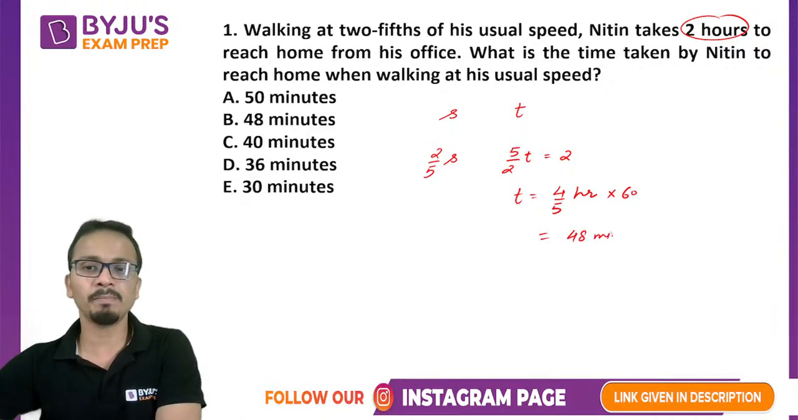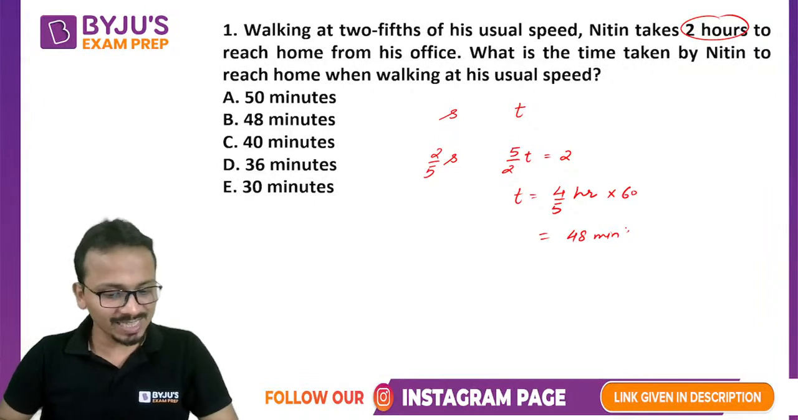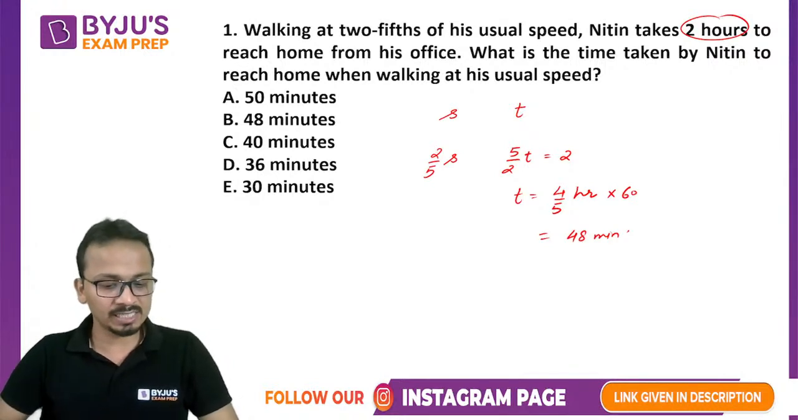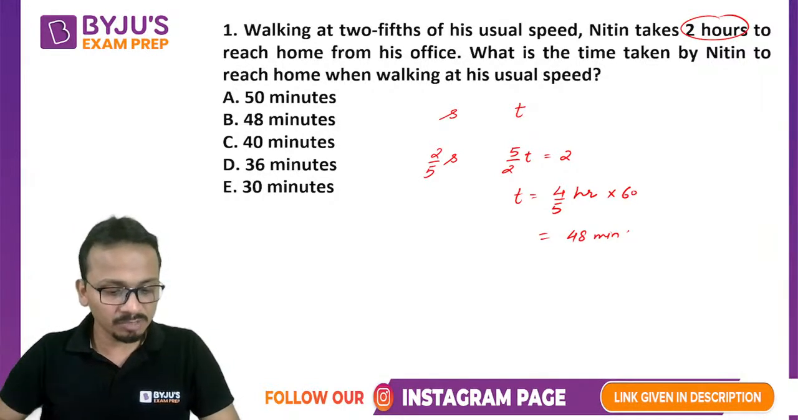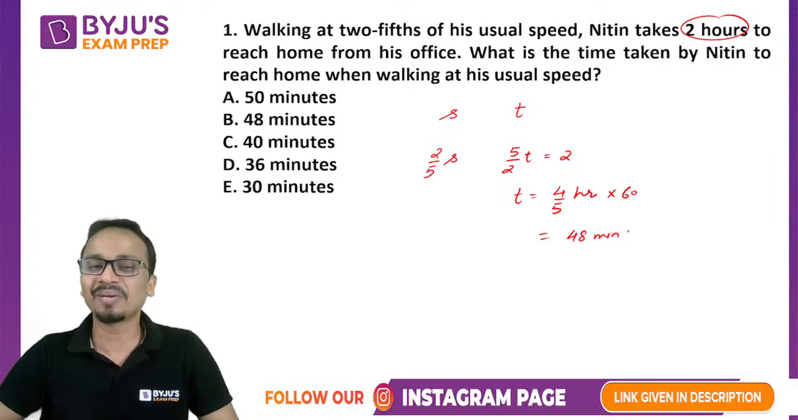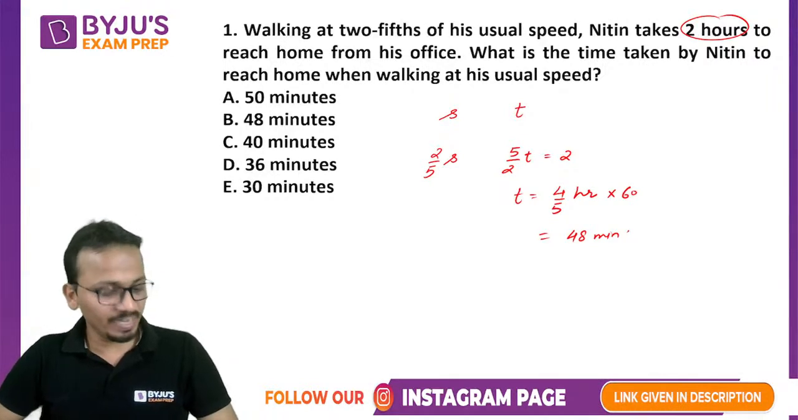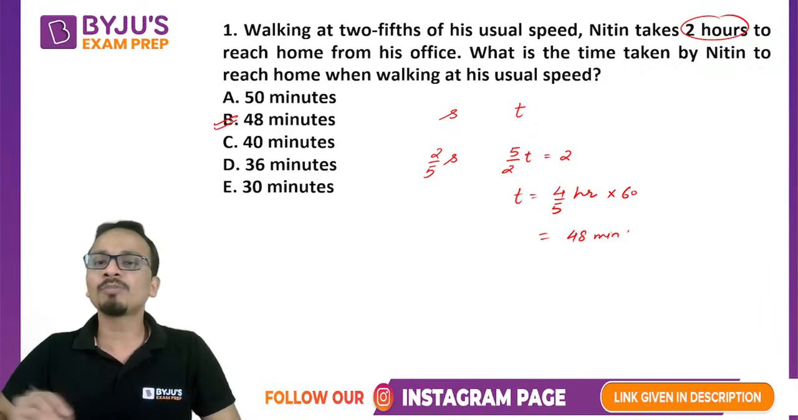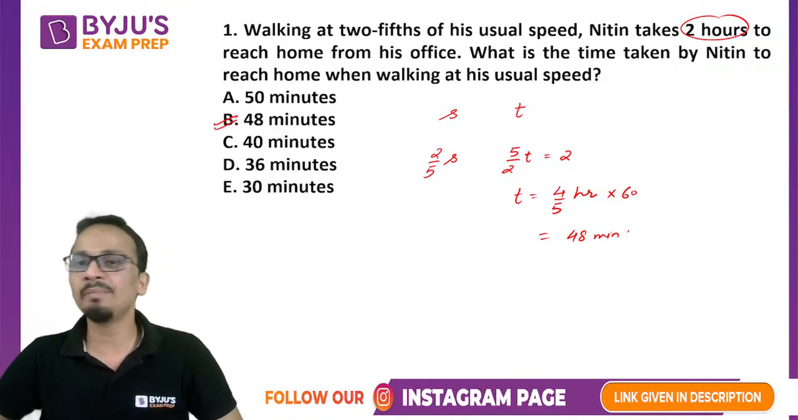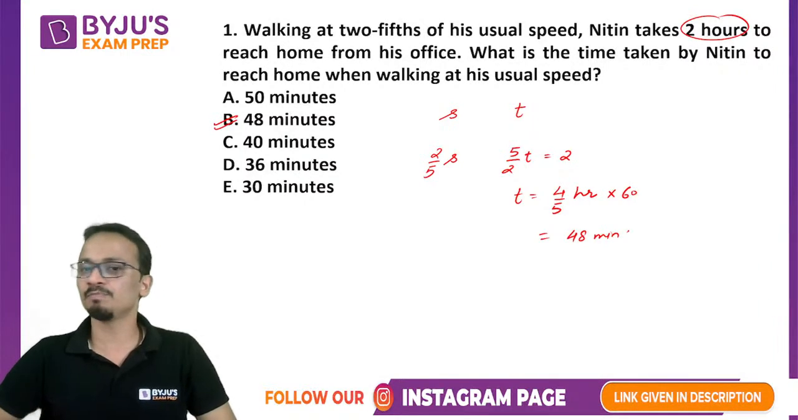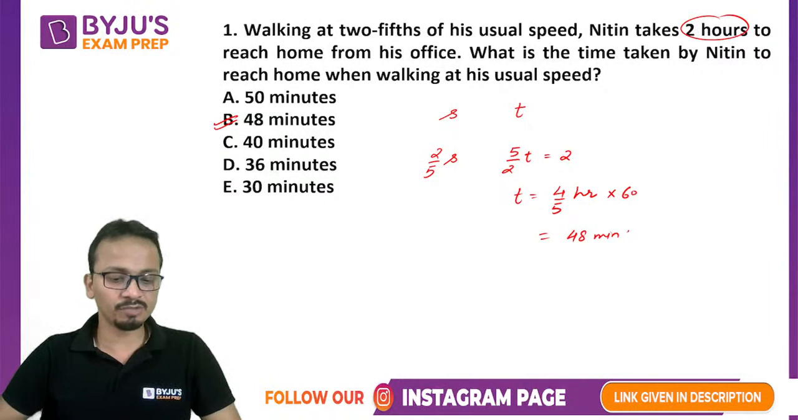as 48 minutes. All right, so Ashish, Aditi, Krishna, Ashish Jha and Samriddhi, all of you have given a correct answer. Mr. Krishna Rathi, I'll request you to please post your answer only once. Vivek has also given a correct answer. So friends, 48 minutes, that is option B is the correct answer. What is the time taken by Nitin to reach home when walking at his usual speed? So answer is 48 minutes for this one.